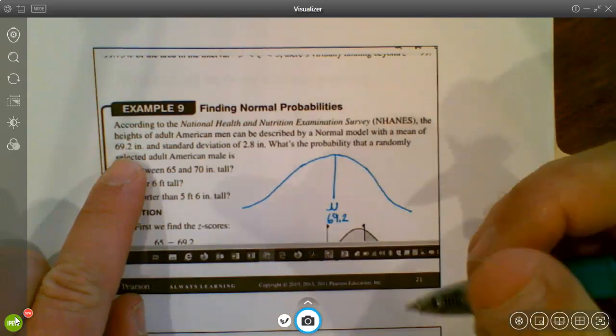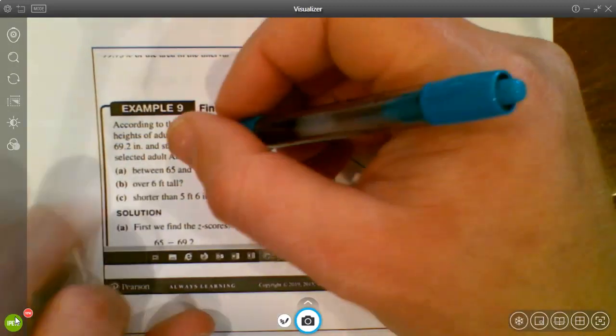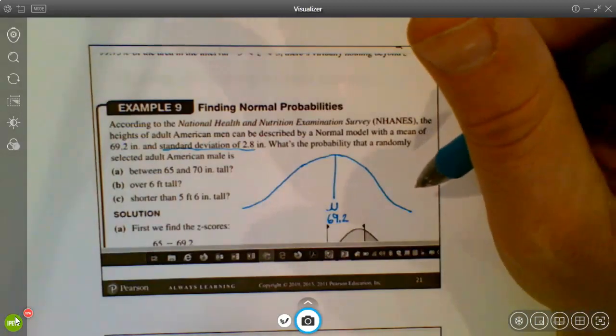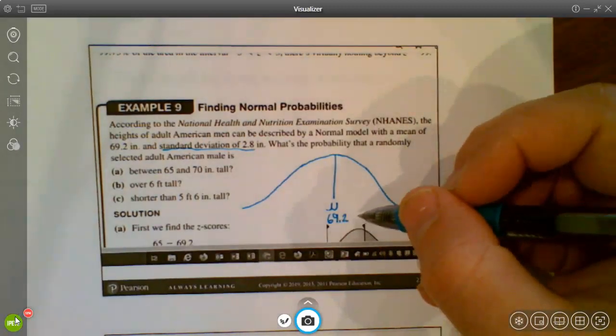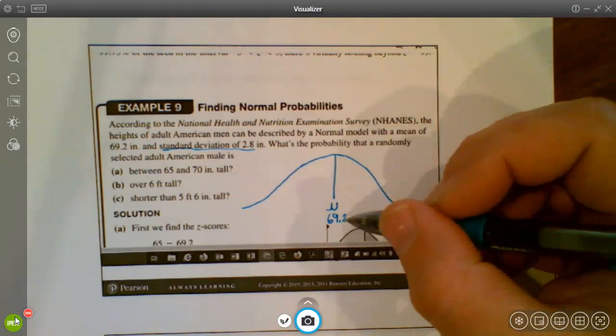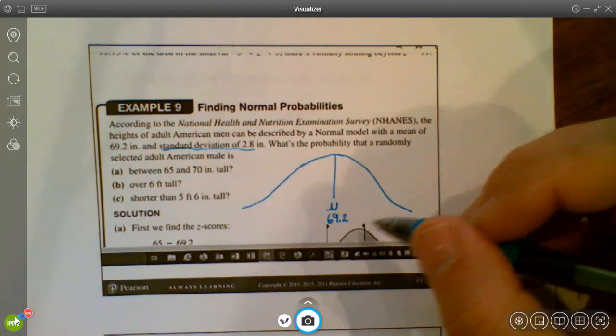So in this case, they were saying the mean is 69.2. So that's what would go into the middle. And then from there, we are moving by 2.8 increments. So if I were to go 2.8 units to the right, that would be one standard deviation to the right. So if I added 2.8 onto this, it would be 72.